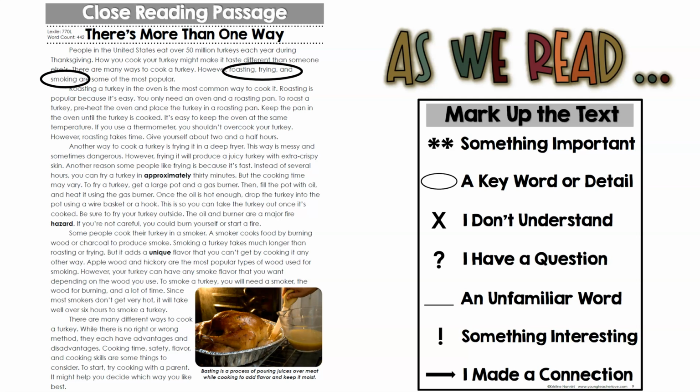Roasting a turkey in the oven is the most common way to cook it. Roasting is popular because it's easy. You only need an oven and a roasting pan. To roast a turkey, preheat the oven and place the turkey in a roasting pan. Keep the pan in the oven until the turkey is cooked. It is easy to keep the oven at the same temperature. If you use a thermometer, you shouldn't overcook your turkey. However, roasting takes time. Give yourself about 2.5 hours.